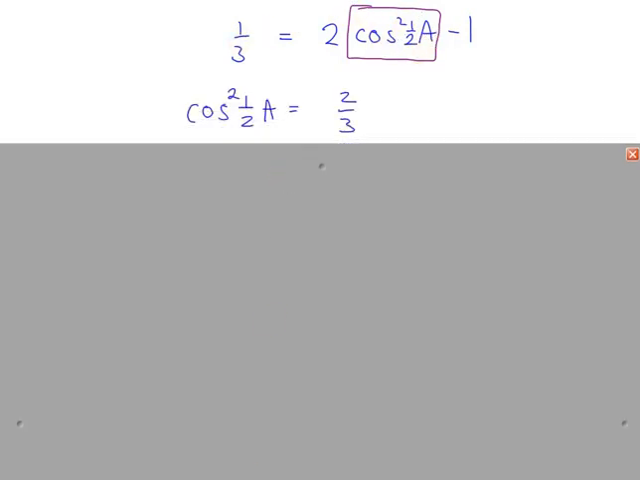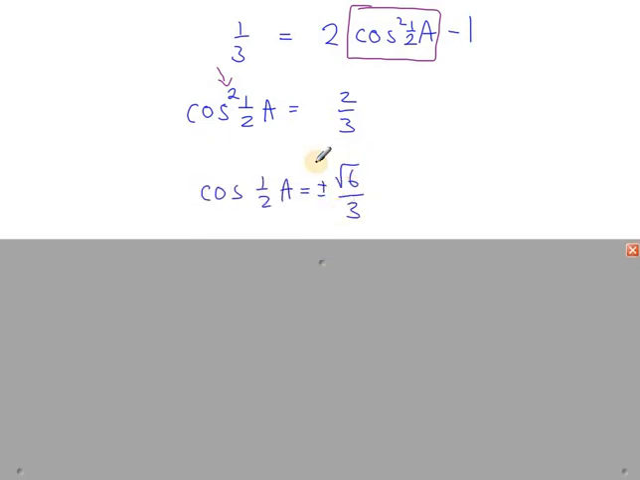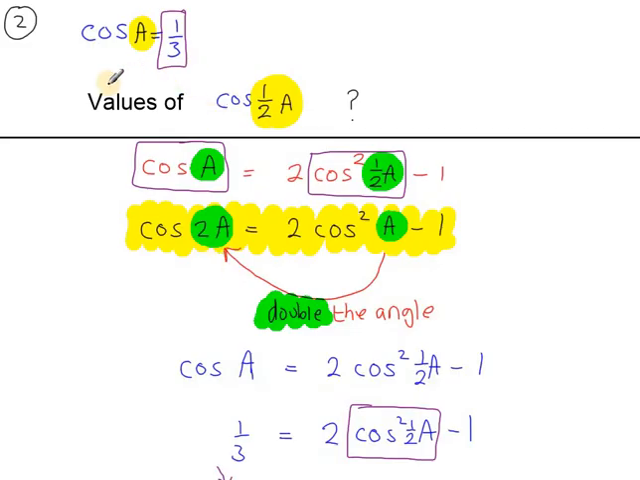Okay, so that's cos squared 1/2 A. So I've taken the 1 over, added 1, divided by 2, I've got this. And because this is an even power, when we take roots on each side, you get plus or minus. And these are the two possible values that we were looking for. The question did say work out the values of cos 1/2 A.